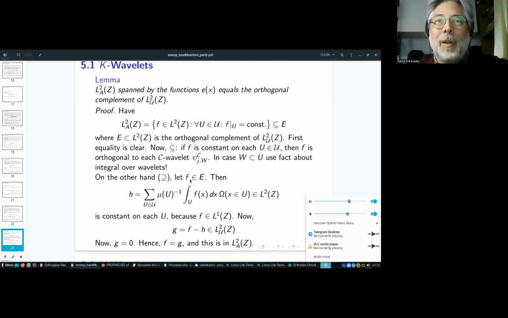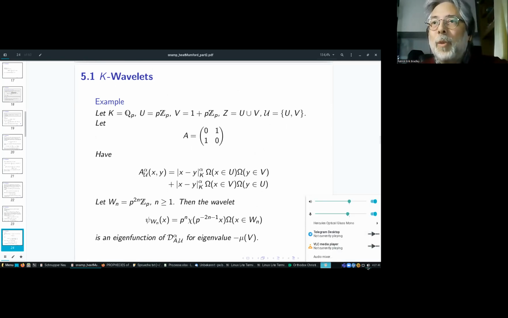And on the other hand, if you have f in the orthogonal complement, then you take this function, sum over U, inverse volume, integral over U of f of x dx, indicator of U. This is an L2 function and it's constant on each U because it's an L1 function, and then you take the difference f minus h. This is an L2 function and it vanishes on each patch of U, and that means it is zero, and then you have the equality. So this is the orthogonal decomposition.